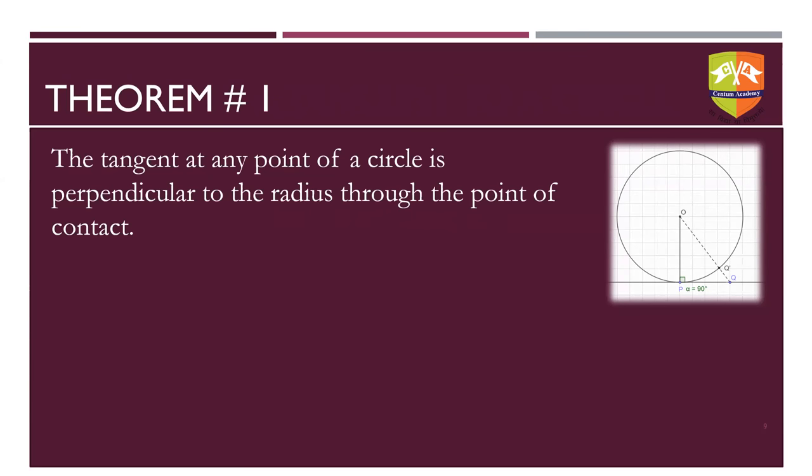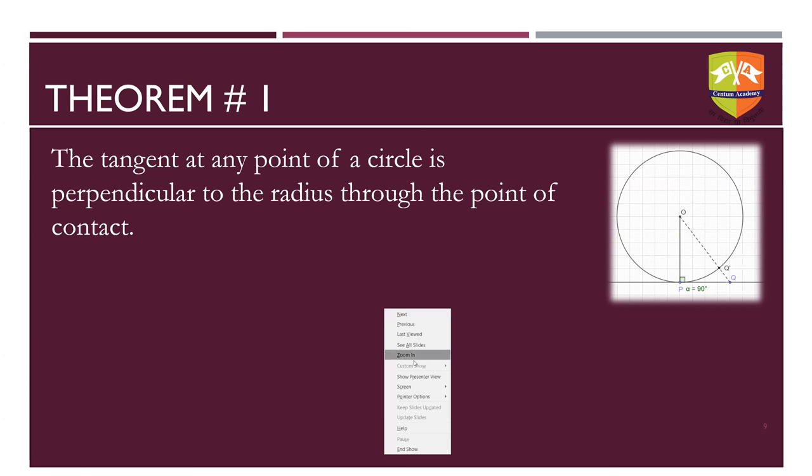So this is the first theorem. It says the tangent at any point of a circle is perpendicular to the radius through the point of contact. Now this radius is called the normal, right? So the radius, let me just change this color because it's too.